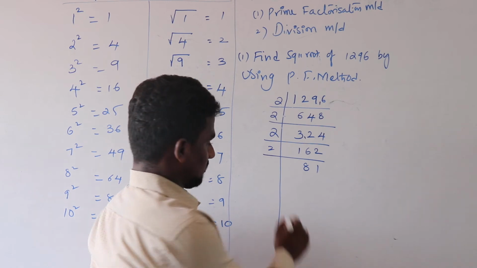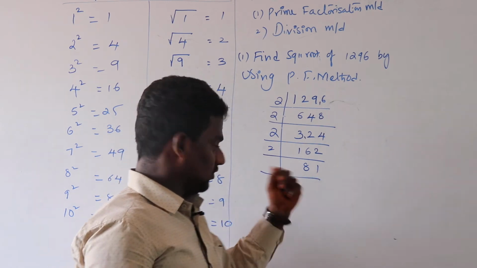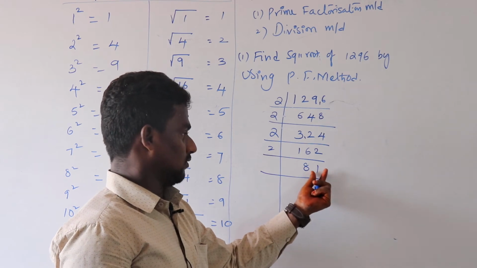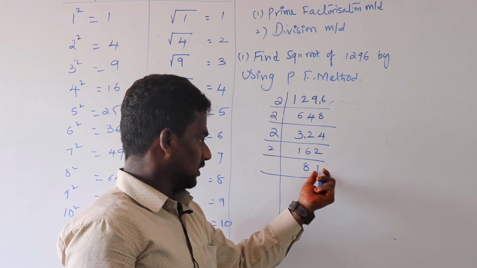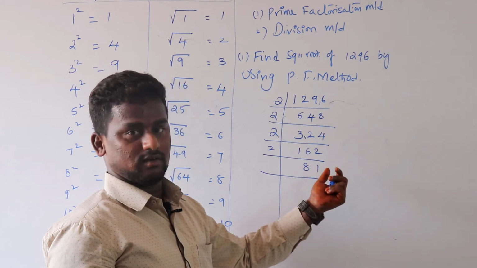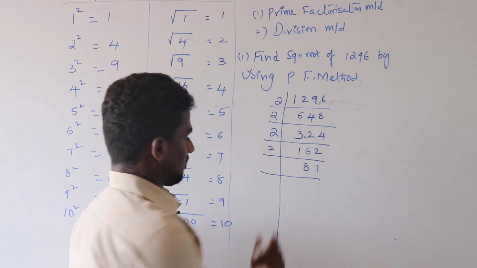2 1s are 2. Now here 1 is in the unit place. Is it divisible by 2? No, it is not possible. Why? It is an odd number. Whenever the unit place is an odd number, it is not divisible by 2. So for 81, we have to check whether it is divisible by 3 or not.